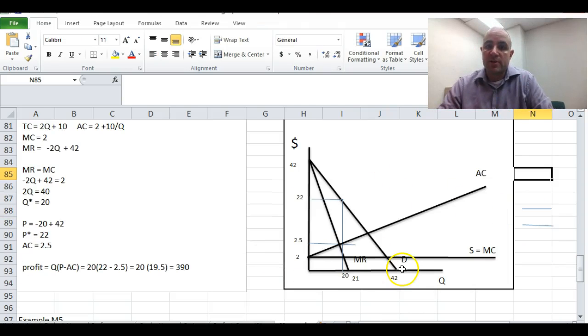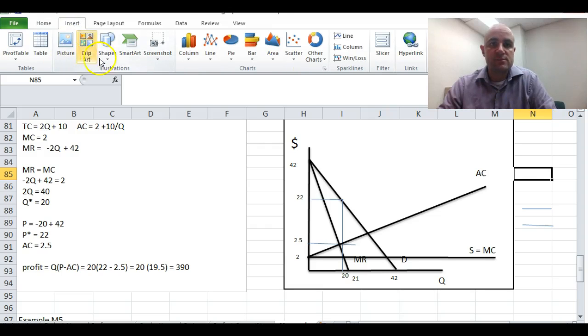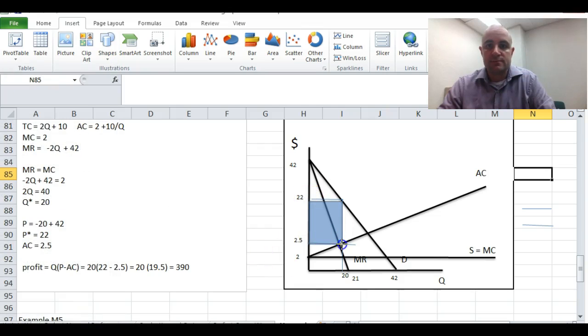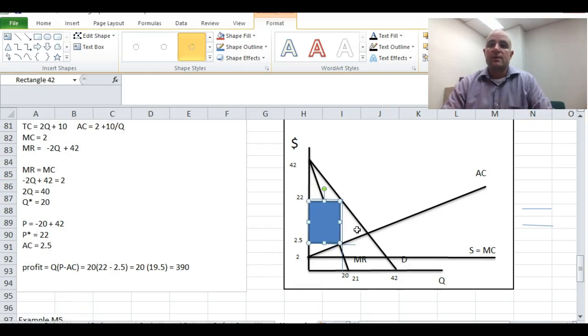And so when you look at all that, your profit, quantity times price minus average cost, is going to be this area right in here. And so that is going to be your profit.